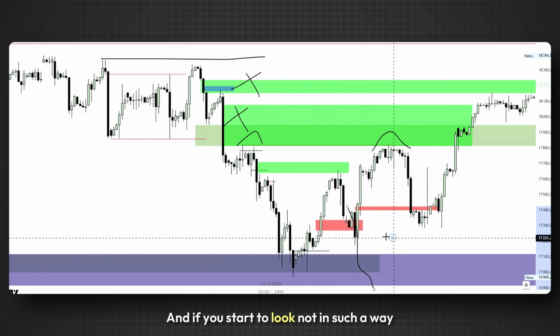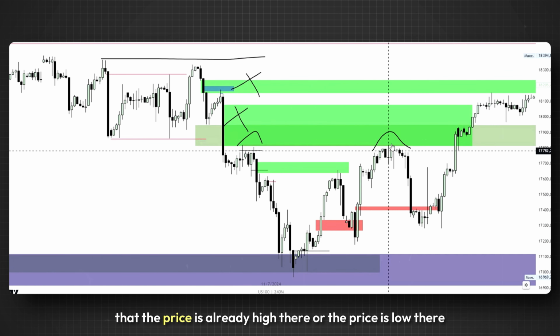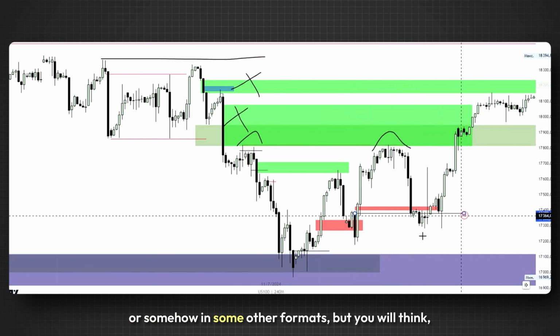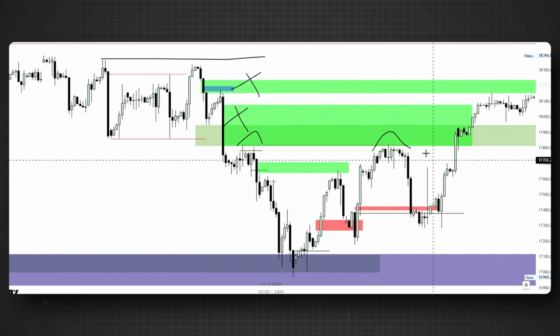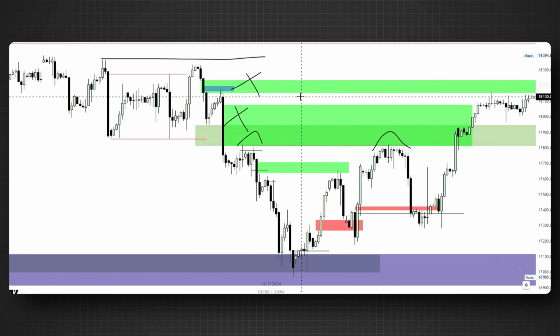And if you start to look not in such a way that the price is already high there, or the price is low there, or in some other formats, but you think, where is the point of least resistance? Why is the price insufficient? Why should the price move down? And why should it move up?